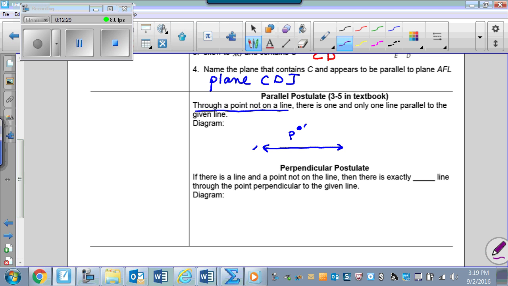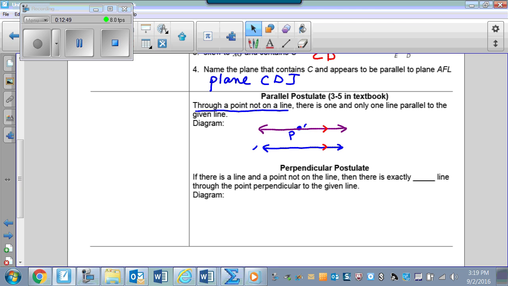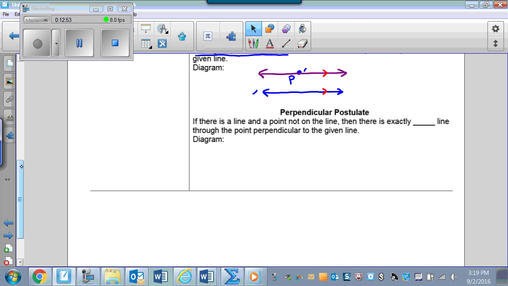So what that means is I can only, through this point, draw one line that is parallel to the given blue line. That's the parallel postulate. Only one line you can draw. If I give you a line and I stick a point somewhere, you can only draw one line through that point that is parallel to the original line I gave you.